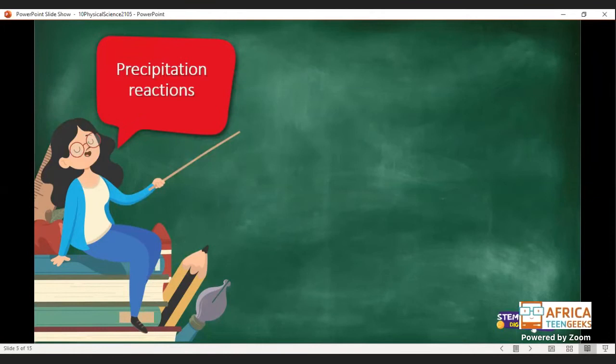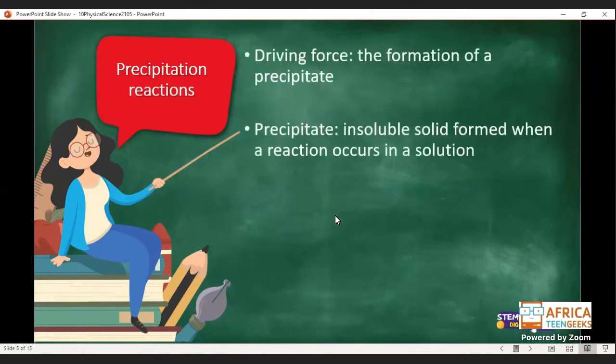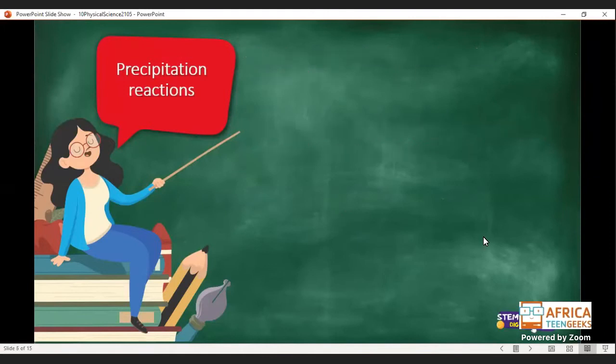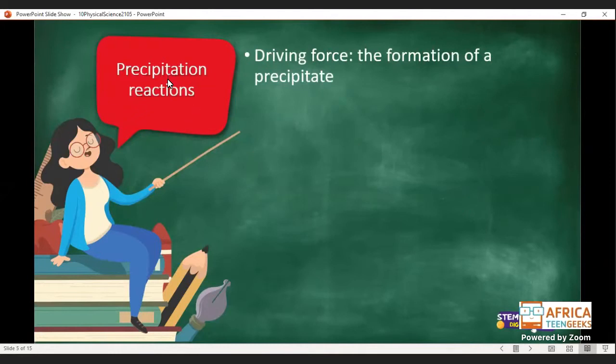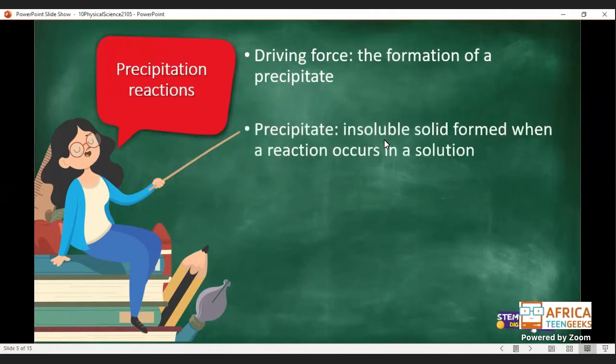And I know it sounds stupid, but it is something that you need to keep in mind. So the driving force of a precipitation reaction is the formation of a precipitate. Okay, what is a precipitate? It is an insoluble solid that forms when a reaction occurs in solution.